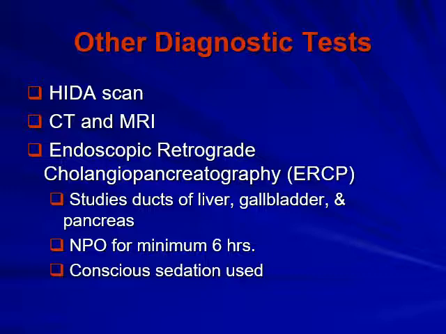and the camera takes x-rays throughout this process. CT and MRI can be done, of course, and then the ERCP, endoscopic retrograde cholangiopancreatography, and that's just looking at the biliary system, the gallbladder, all the bile ducts, and the pancreas.